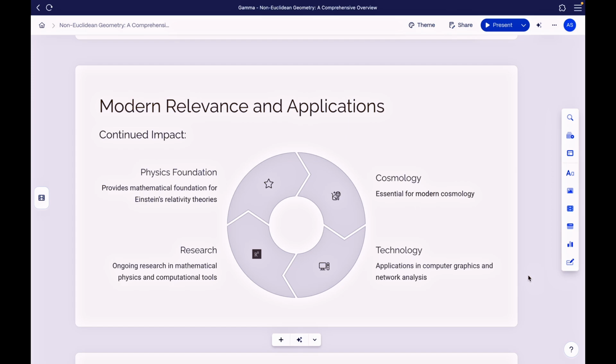There is still a continued impact. Of course, it had physics foundation, it's essential for modern cosmology, it's essential for technology, and it's also essential for research in mathematical physics and computational tools, because if you didn't know, computers are getting better and better, and they require more advanced algorithms which could use non-Euclidean geometry, but also in designing things. This kind of liberates everything to have a more wide world view and to simulate our universe more clearly.